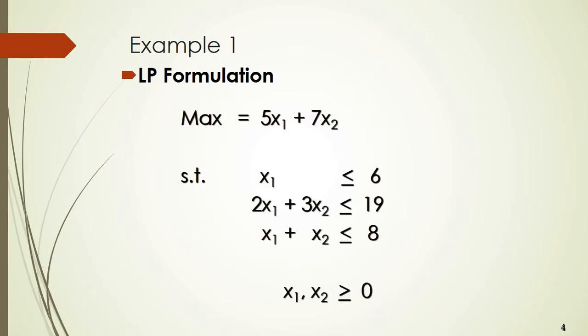For example, given this LP formulation, maximize 5x sub 1 plus x sub 2. Our constraints are: x sub 1 must be less than or equal to 6; 2x sub 1 plus 3x sub 2 must be less than or equal to 19; x sub 1 plus x sub 2 must be less than or equal to 8; and x sub 1 and x sub 2 should be greater than or equal to 0.